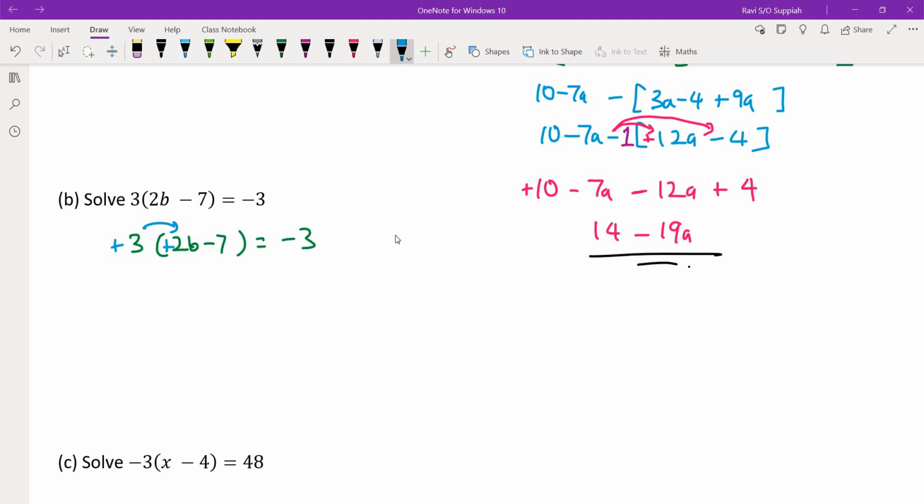So 3 times 2b will be 6b. And this is a minus, so plus times minus will give me a minus. So 3 times 7 will be 21 equals to minus 3.